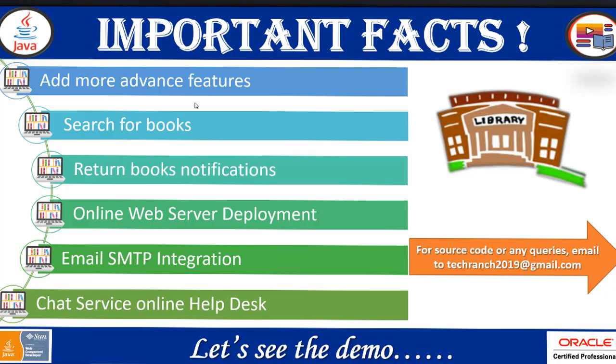Now, important facts: in this type of software application you can add more advanced features, like querying or searching for books by call number, title, or publisher. You can have return book notifications, so if somebody is close to the return date, they get a pop-up message or notification, or an alert box using JOptionPane, where some message box will be displayed.